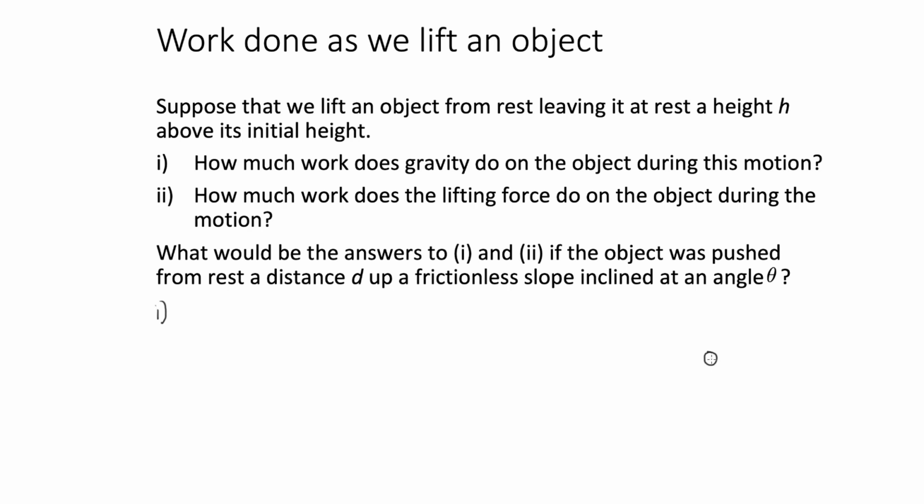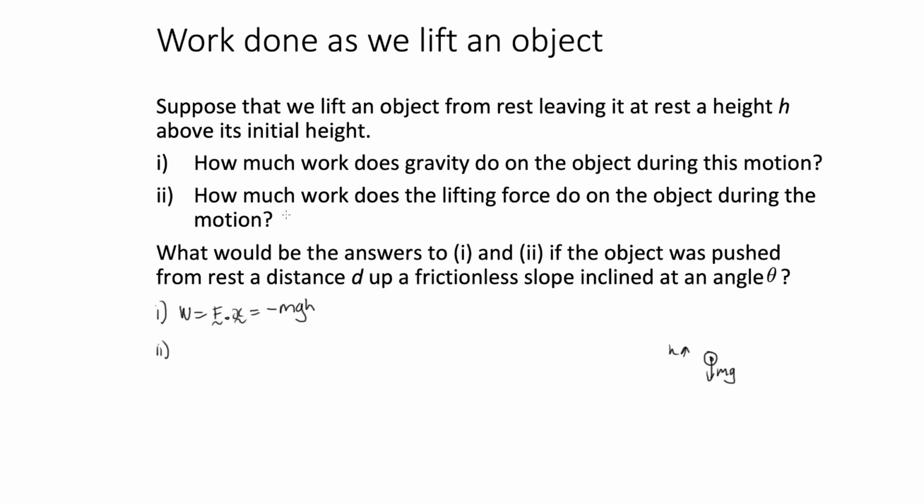Okay, so as we lift it, we've got the weight force pulling it down, and we're moving it through a distance h. So this is the same as last time. The work done is equal to the dot product of the force with the displacement. Because these are in opposite directions, we've got a negative sign, and it's mg times the height that it's moved through, which is h. So this is the work which is done by the gravitational force.